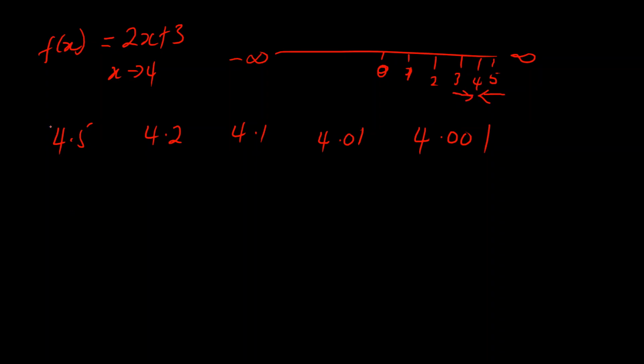If you are to plug in these values into this function, which is f of x, you are going to have 2 times 4.5 plus 3. And this is going to give us a value of 12. Then, if you are to plug in 4.2 into f of x, you are going to have 2 times 4.2 plus 3. And that is going to give us a value of 11.4.